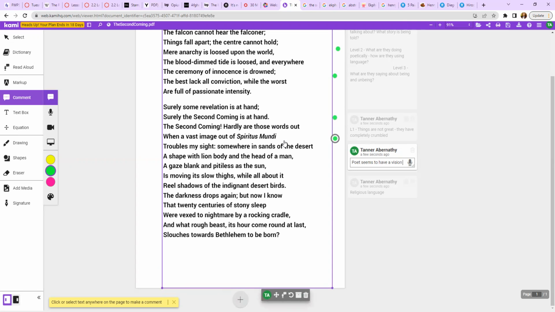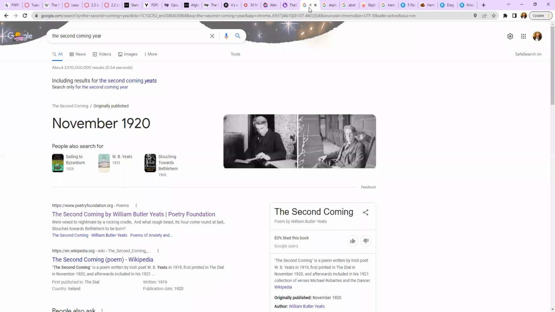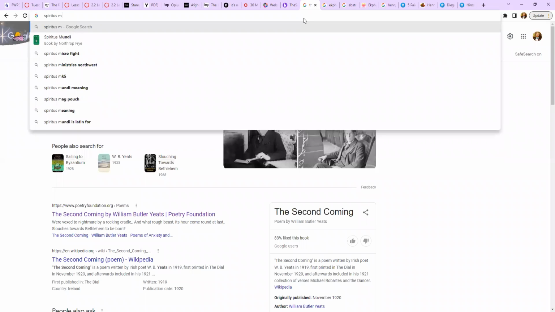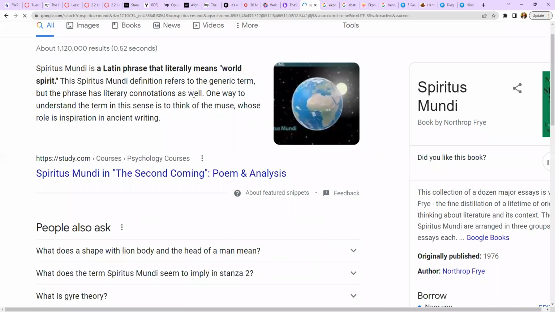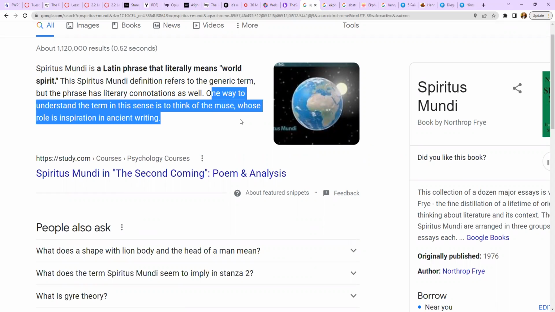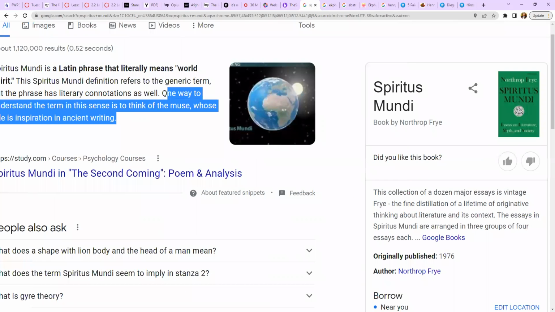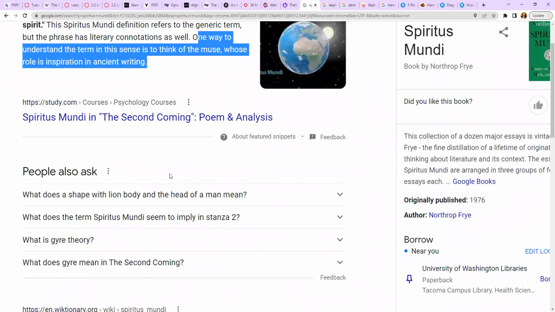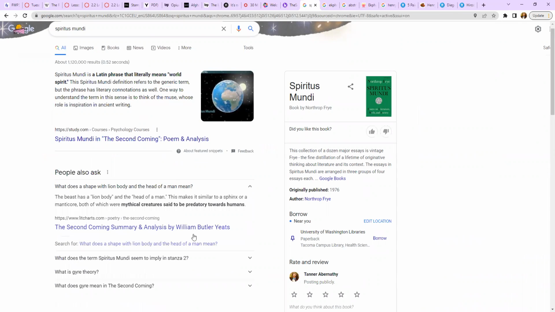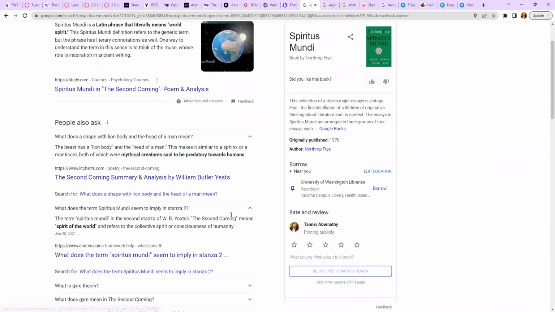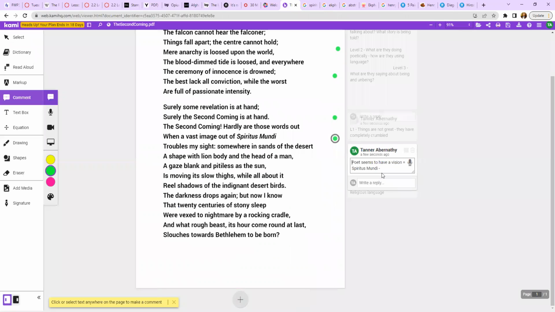Spiritus Mundi, I can write that down. Spiritus Mundi means spirit of the world. So what does spirit of the world mean? I could make a guess, but I want to model for you that you can Google stuff. If you want to get fancy, don't let them do the work for you, but it's a famous poem, so you could always dig a little bit deeper. Collective spirit of humanity. And that's probably what our guess would have been.